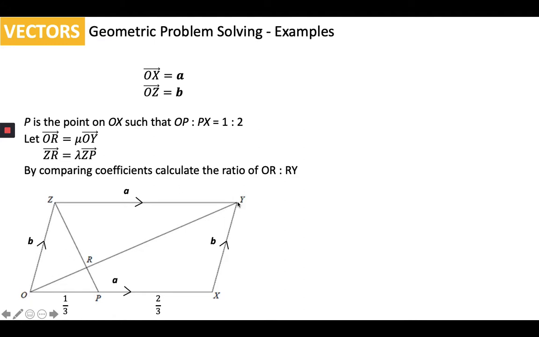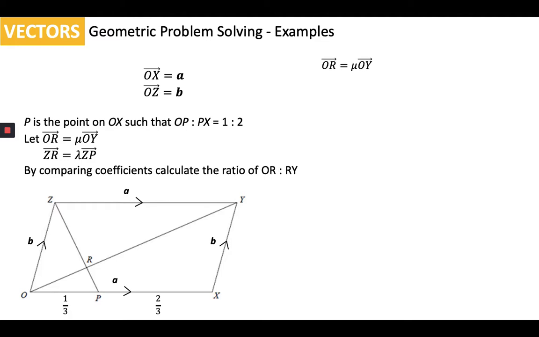Now, that ratio is going to be given to me by this value mu, because once I've found the fraction of the way along, that'll tell me the ratio of OR and RY. And we're told to do this by comparing coefficients. But in my first instance, I've got some information: OR equals mu lots of OY. It seems to me that I should start trying to use that if I can.